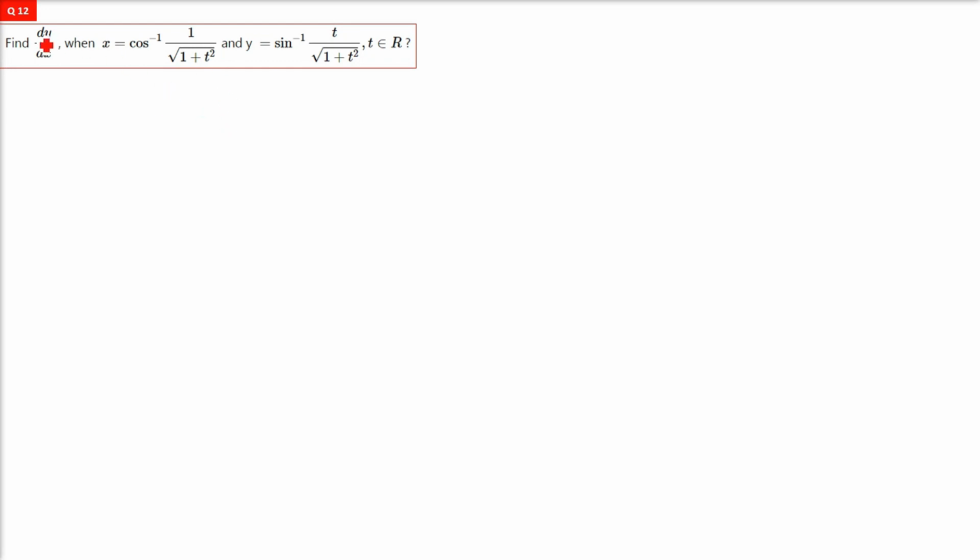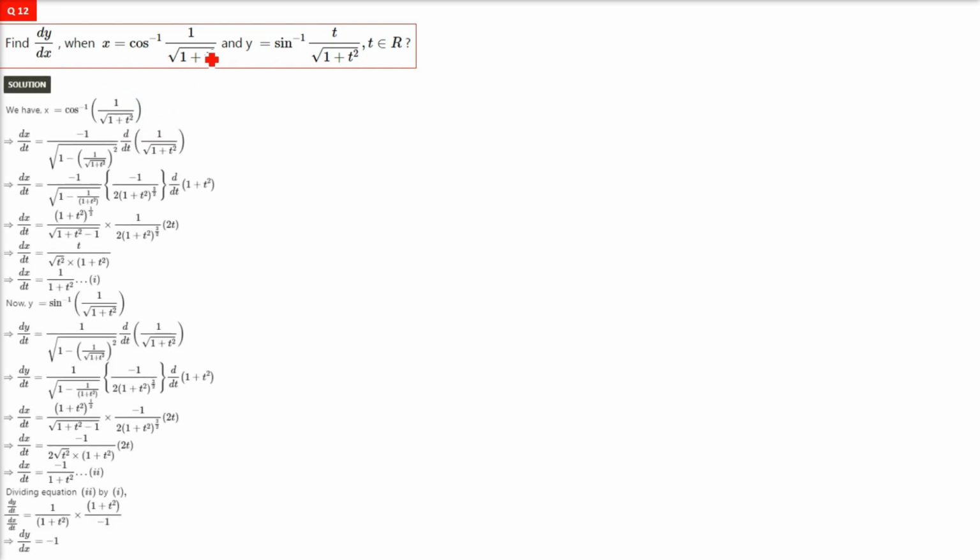Next one is dy by dx. So we have cos inverse under root 1 plus t square, sin inverse t by under root 1 plus t square. No, it is 1 by under root 1 plus t square. Please remember, it is 1 by under root 1 plus t square. Remember. So I'll just go the normal way which we have been doing.